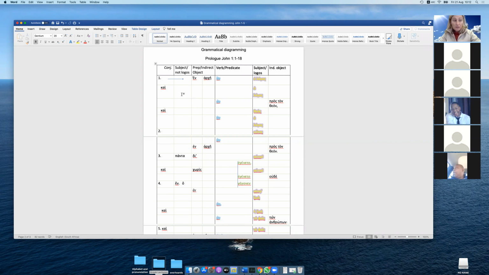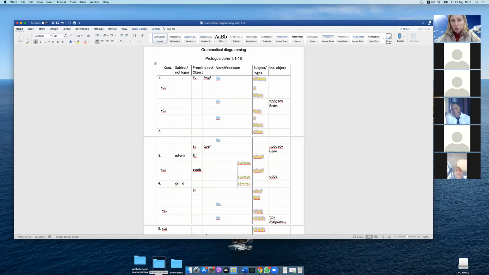Why? Because we live in another era, we live in visual time, and we live in another language time as well. So I made this diagramming so you can see the verbs all in line here of these five verses. Then you see the subjects all in line, and you have the objects as well, and indirect objects. And I put subject here, it's not logos, and I put subject logos. That's all diagramming that helps you to visualize the text in order to work with the text.